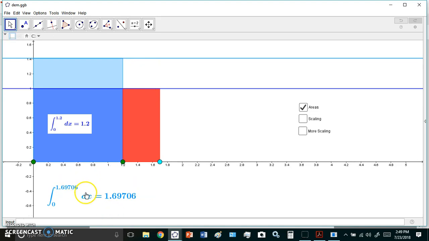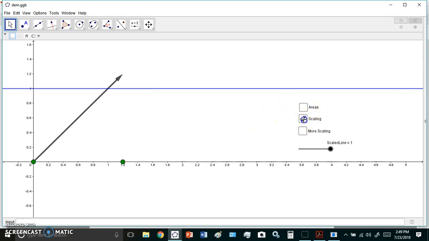We'll see that the scaled value is just simply this entire area here. The scaling integral will give us the entire area, which is under this line from this point to this point, whereas if we're just calculating without scaling, we'll just get 1.2, which is just this area. Make sense? Okay.